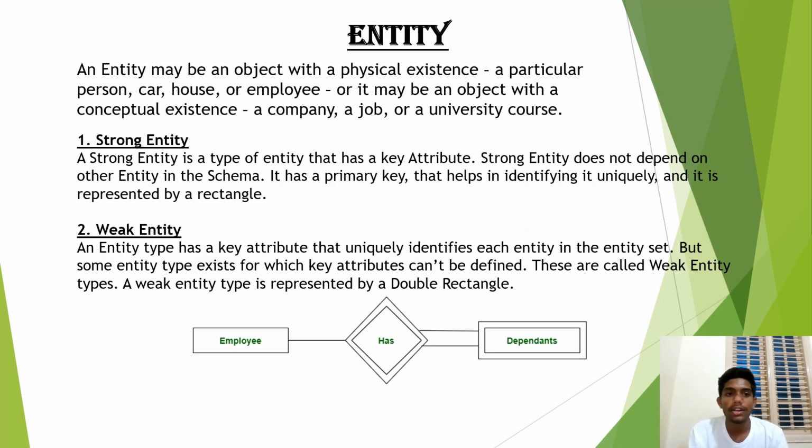Entity. An entity may be an object with a physical existence. That is, for example, person, car, house, employee, whatever it may be. These are all examples for an entity. Or it can be an object like company, job, university, college, etc. Now, in entity we have two types: strong entity and weak entity.